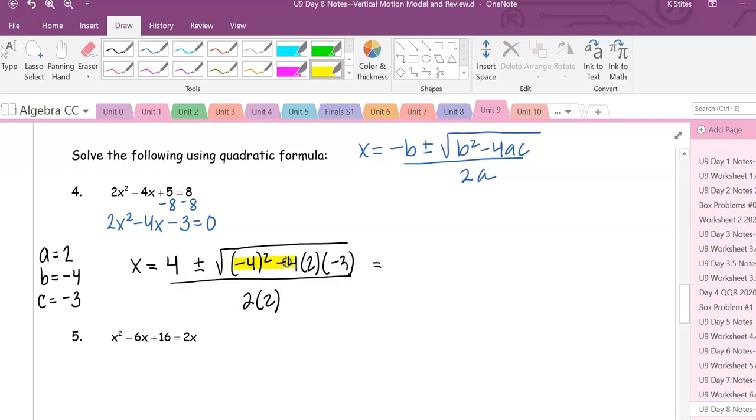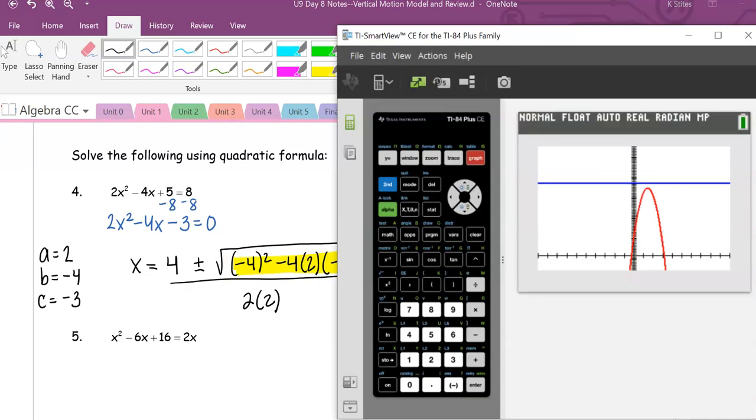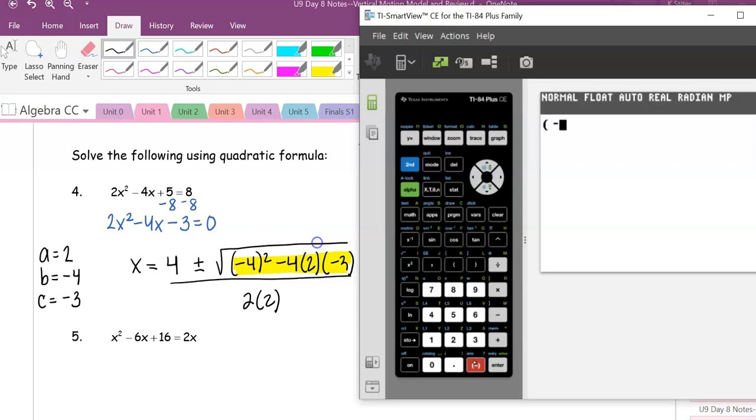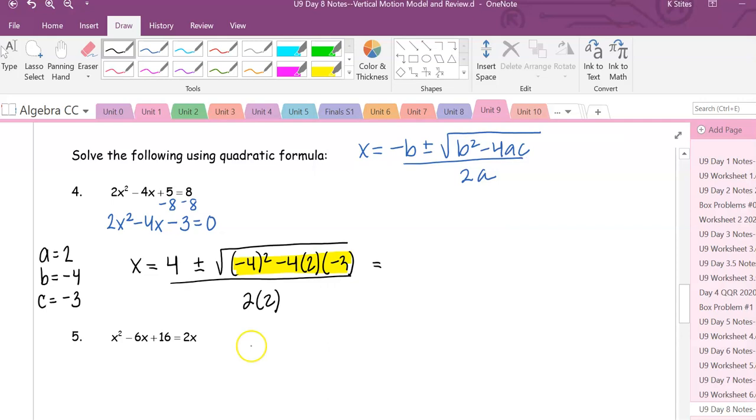Next, I'm going to evaluate my discriminant. So that's this part right underneath my square root. Just going to go ahead and type that in. Do not type in the square root, just type in what's underneath the square root. Make sure you have parentheses. And that gives us 40. So now I'm just going to rewrite this whole thing. And 2 times 2 is 4.